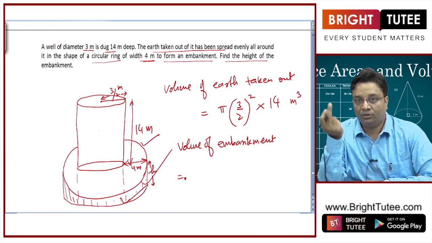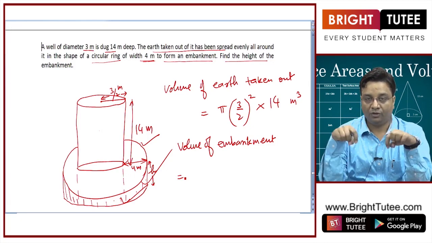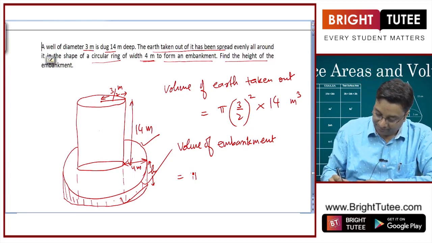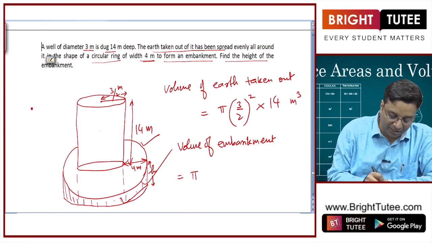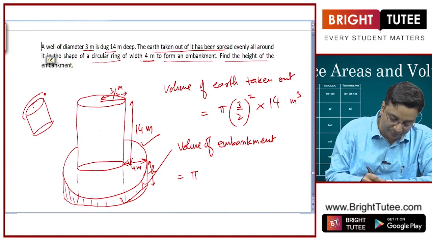This is a hollow cylinder, right? Let us say this is a hollow cylinder. So what is the volume of the embankment? It is pi outer radius. So what I am trying to say is, let us say this is a hollow cylinder of this shape, right?